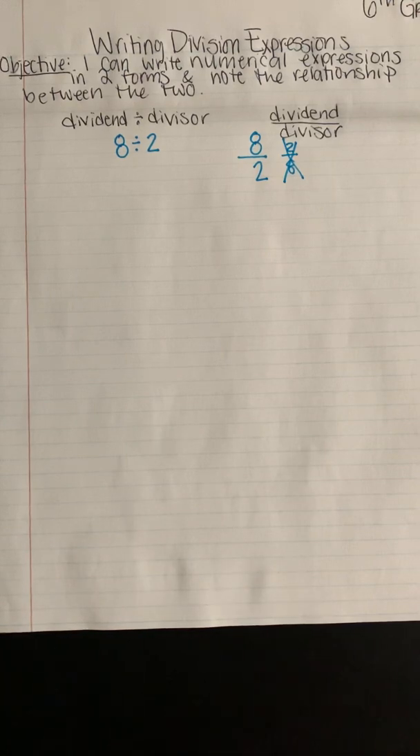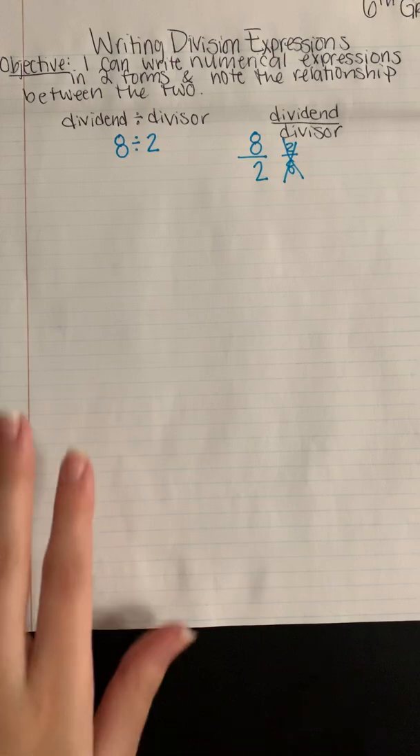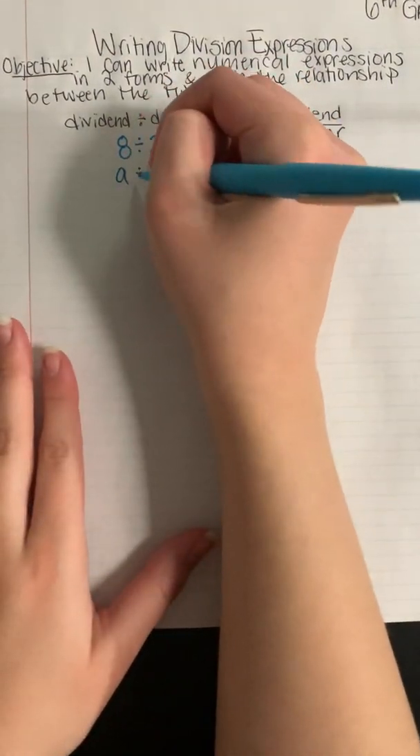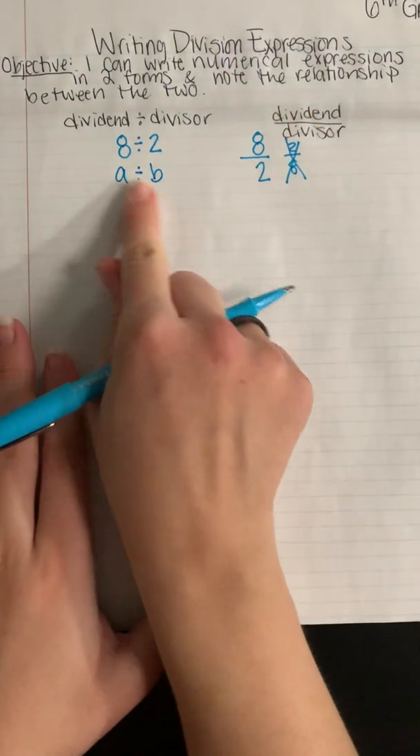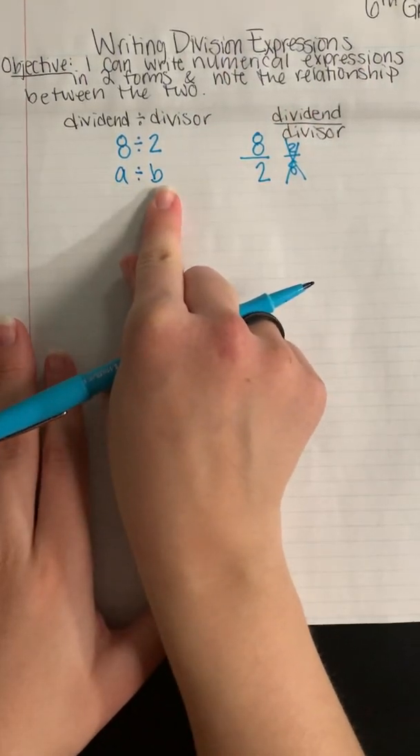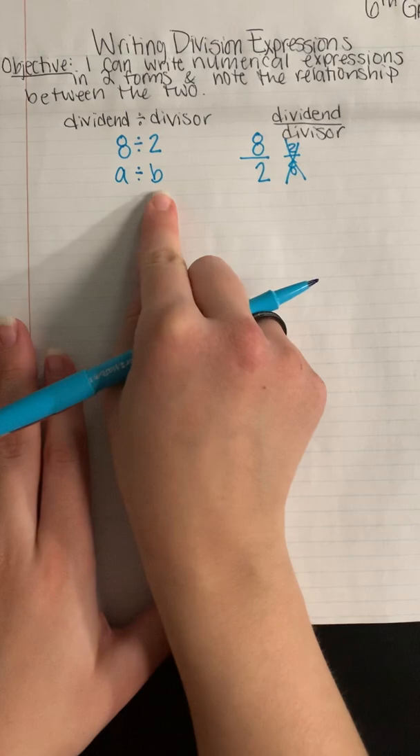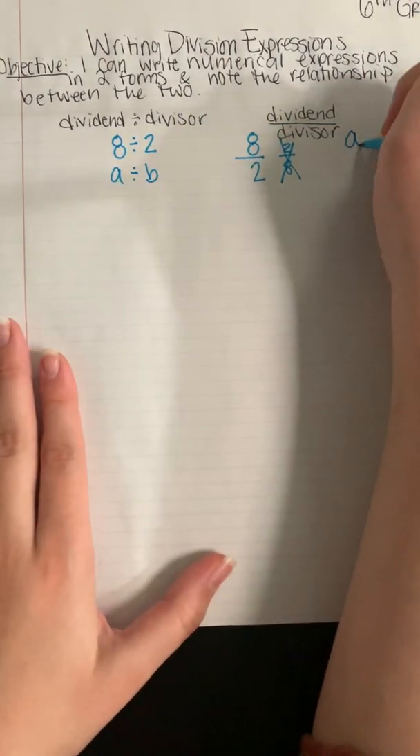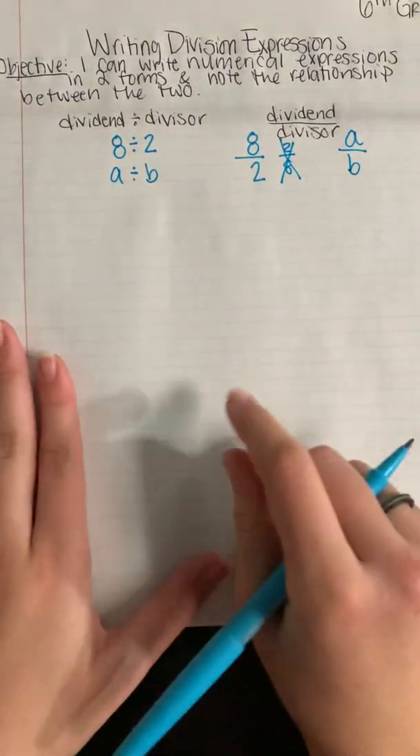If we showed this using variables or letters, I could show A divided by B using these same two forms. So I could show you A divided by B, so that I have the dividend, division symbol, and then the divisor, A divided by B. But we could also write A over B.